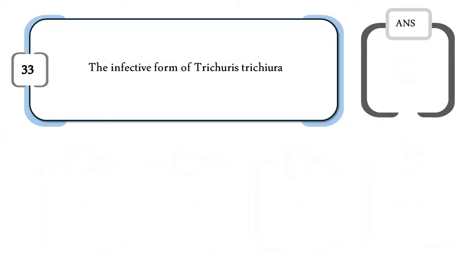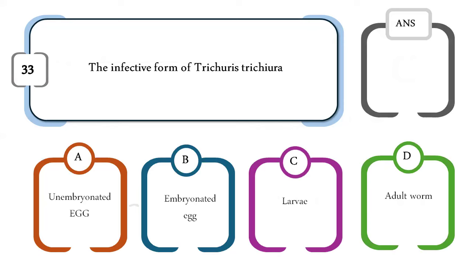Next question, the infective form of Trichuris trichiura. Option A, unembryonated egg. Option B, embryonated egg. Option C, larva. Option D, adult worm. So which is the infective form of Trichuris? Here the right answer is option B, embryonated egg.